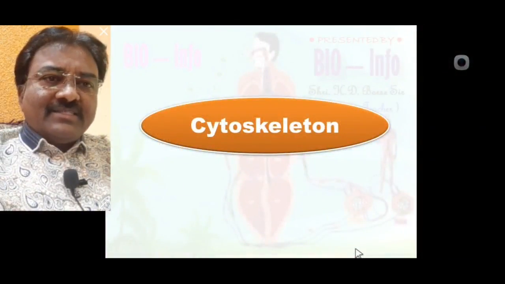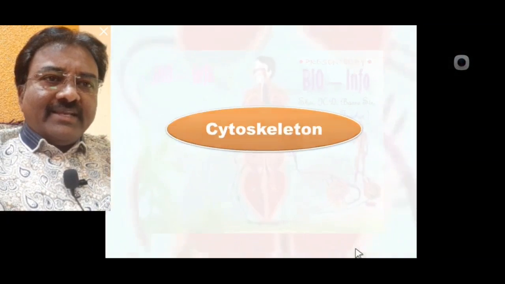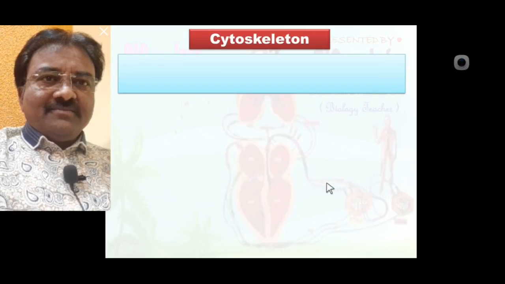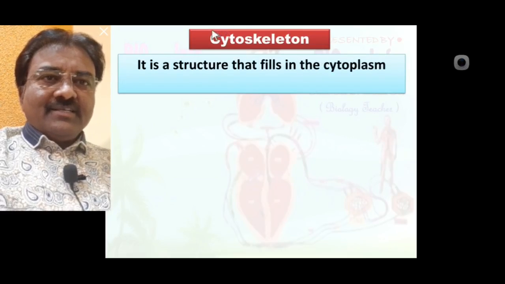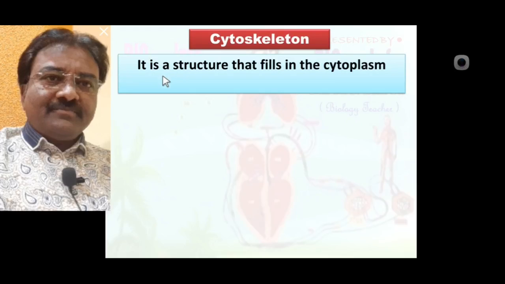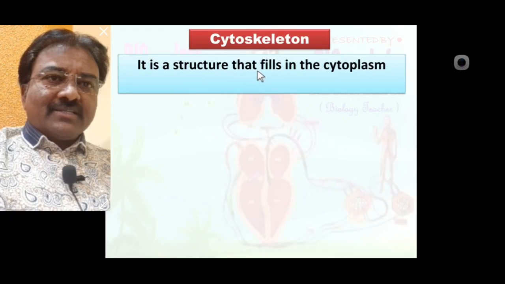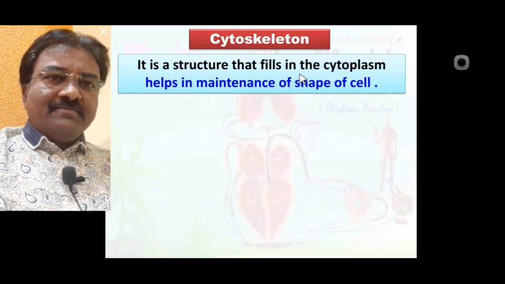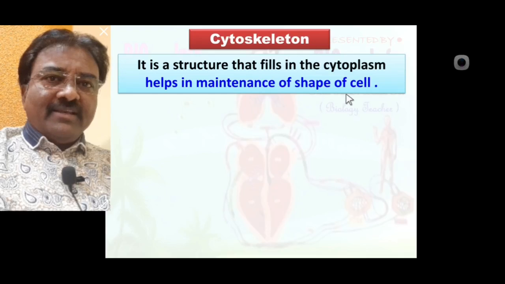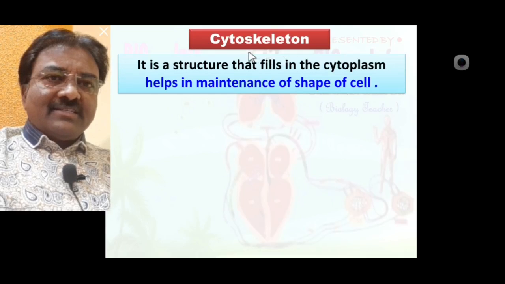Cytoskeleton is also a cell organelle. What is cytoskeleton? It is a structure that fills the cytoplasm. It is a structure that fills the cytoplasm and helps in maintenance of the shape of the cell. Such a structure is called cytoskeleton.